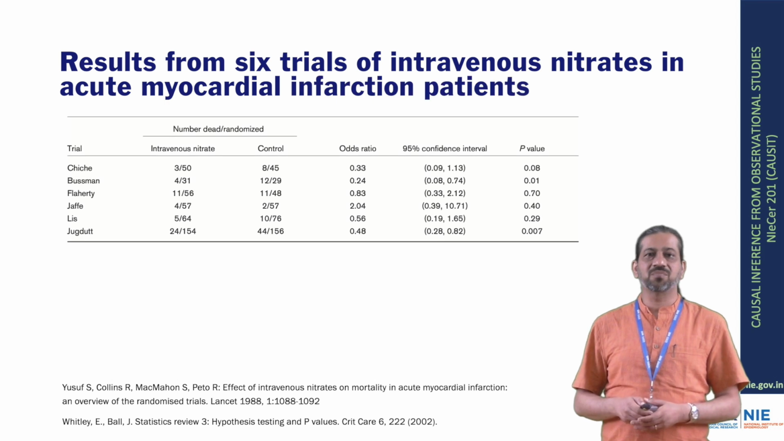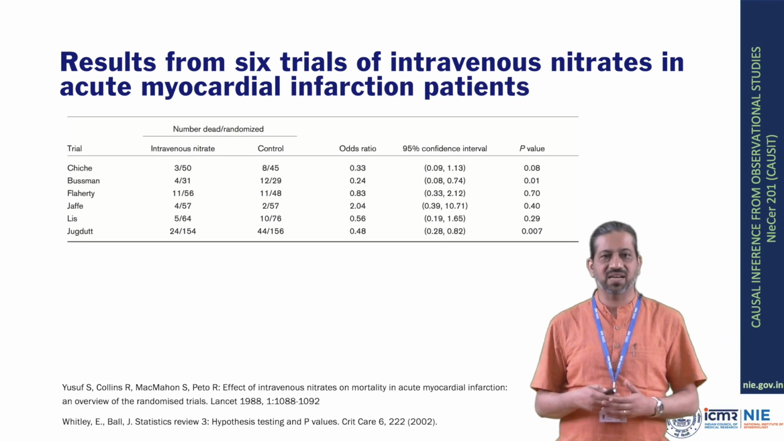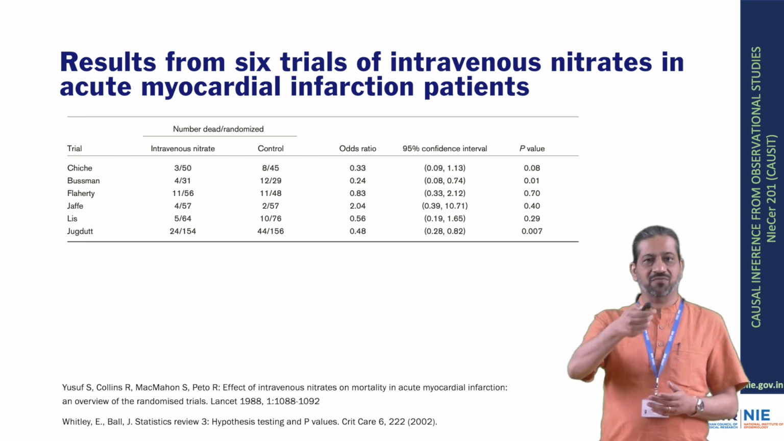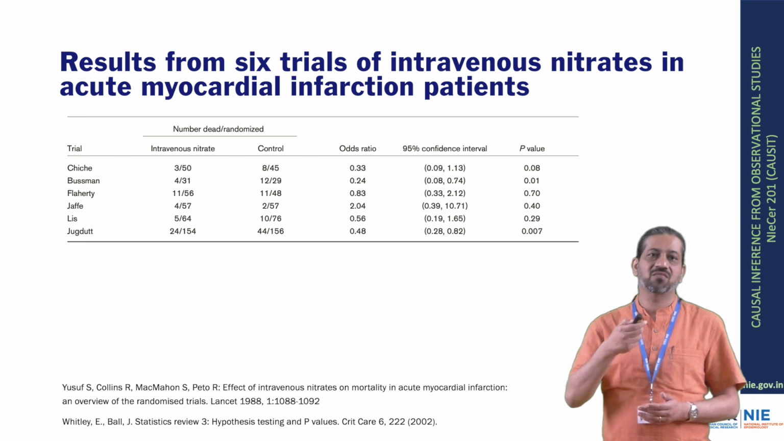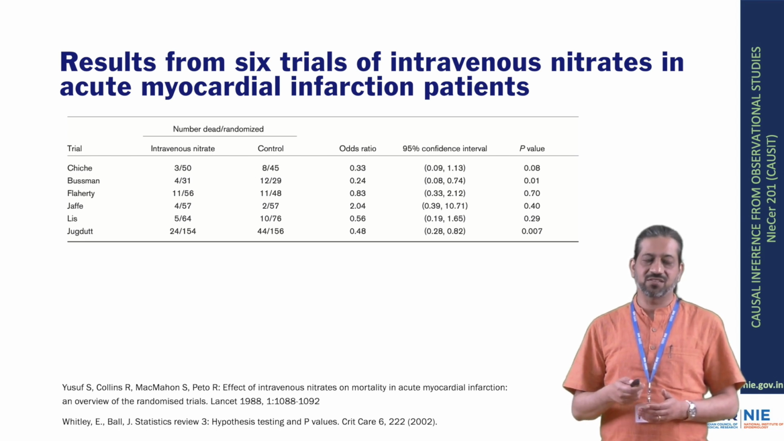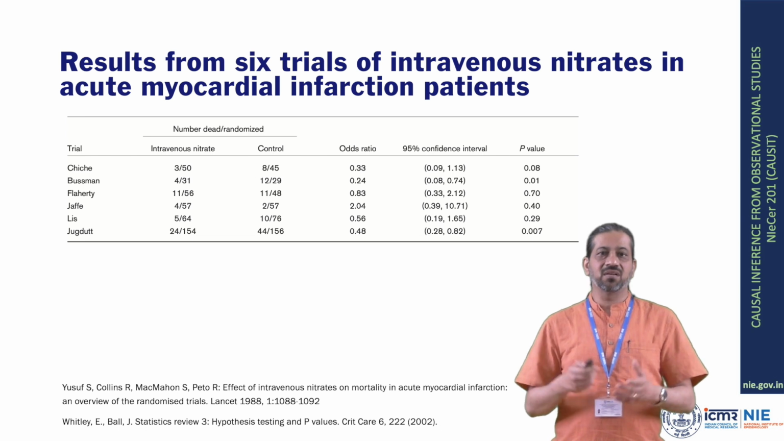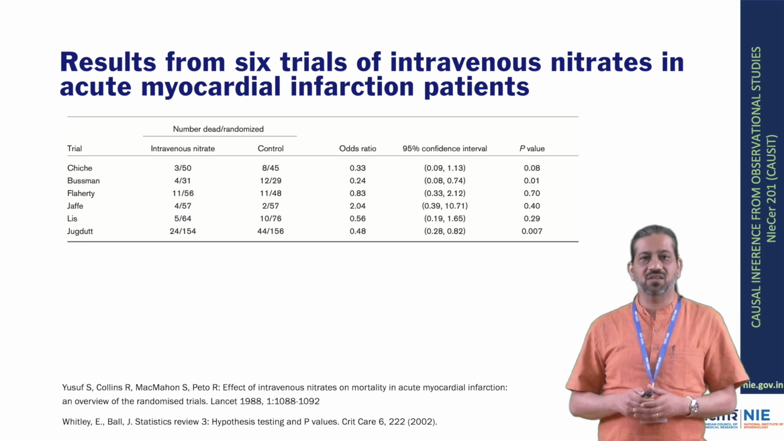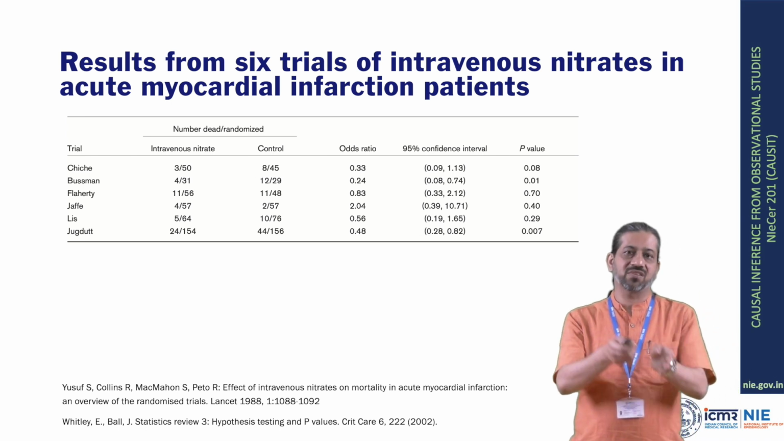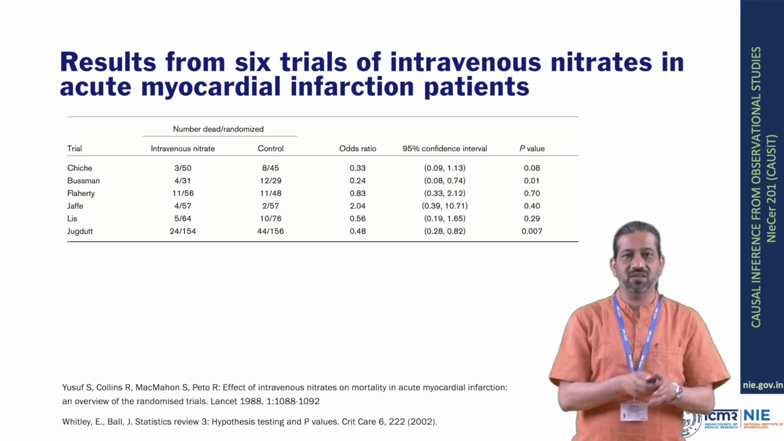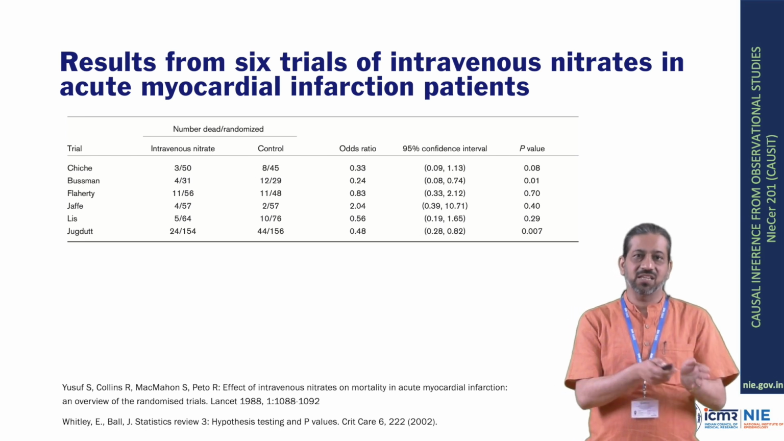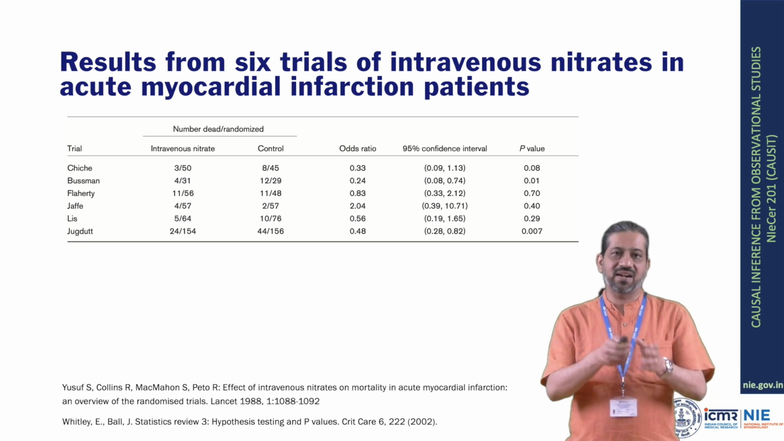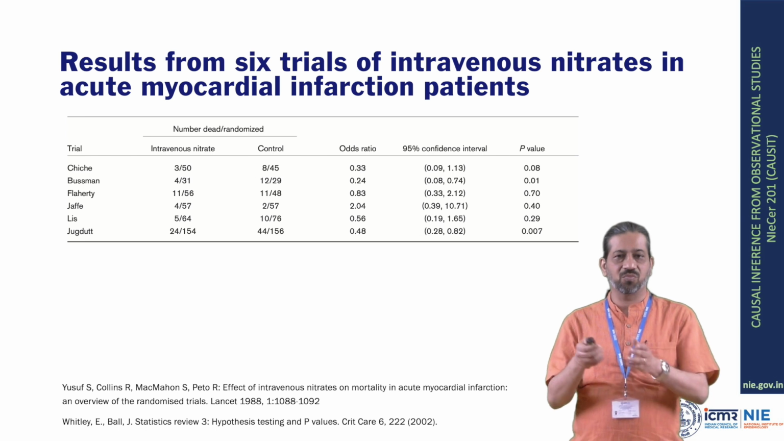So these are results from 6 trials which have been done over time on the use of intravenous nitrates in acute MI patients. So we have trials by Kish, Busman, Flaherty, Jaffe, Liss, and Jagda over time. This table is a summary of the results from these 6 trials. The initial columns give you the 2 groups, intravenous nitrate group and the control group. We have the numerator, which is the number of people who died in each of these groups, divided by the number of participants who were randomized to either the intravenous nitrate group or the control group.